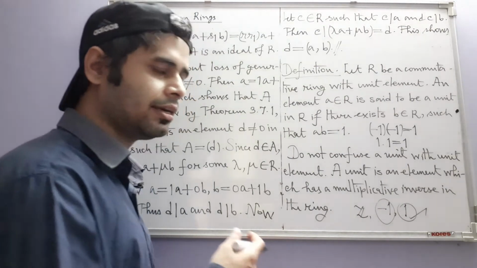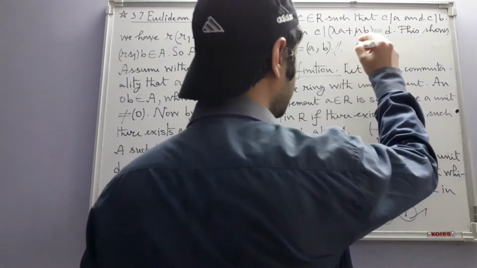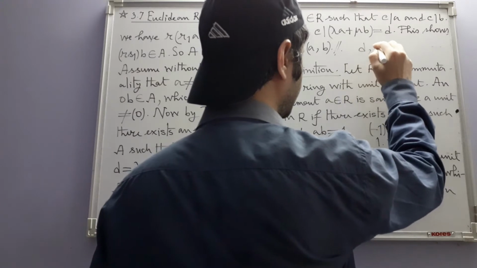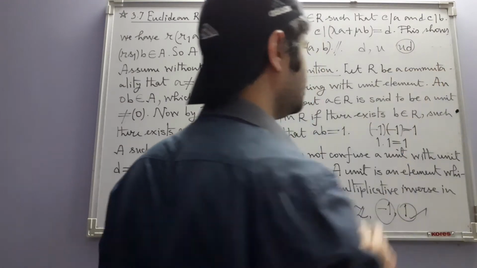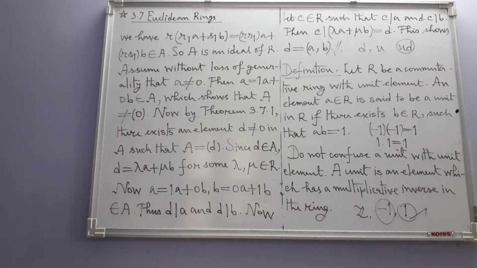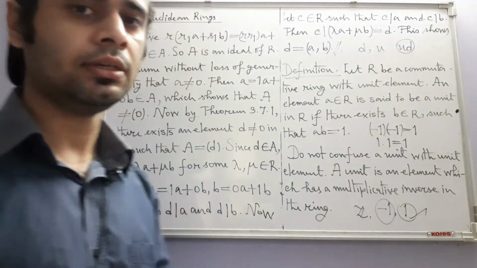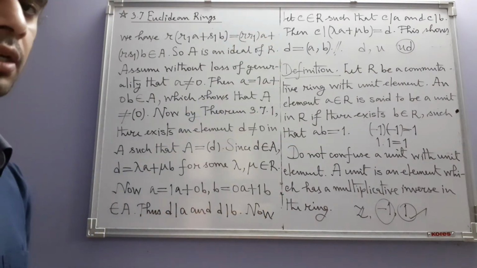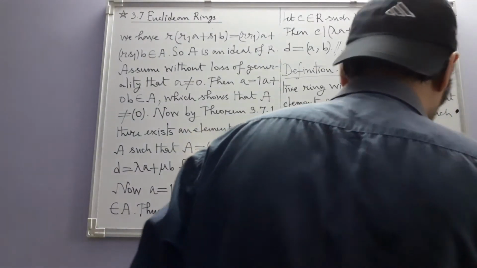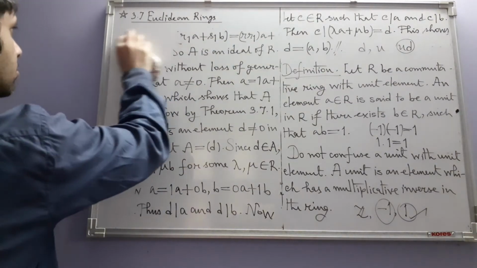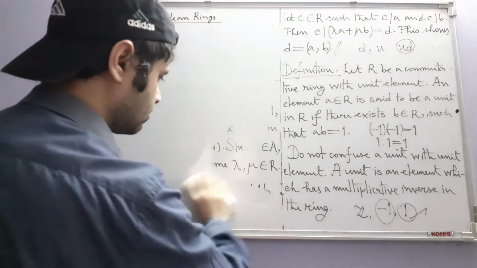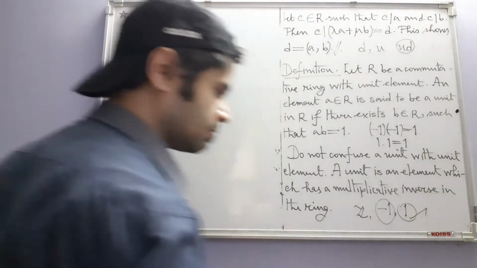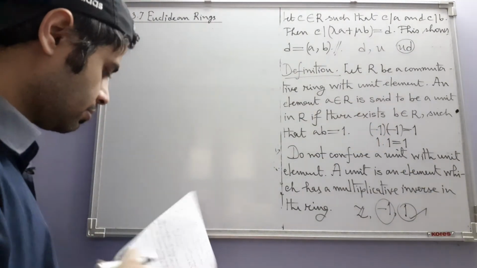Why they are GCD, I leave that to you. Okay, so that means if D is one GCD and U is a unit, you try to reason that UD is also a GCD of that same two elements A and B. You look at the definition of GCD and try to show that UD is also a GCD. Okay, so we now move on.